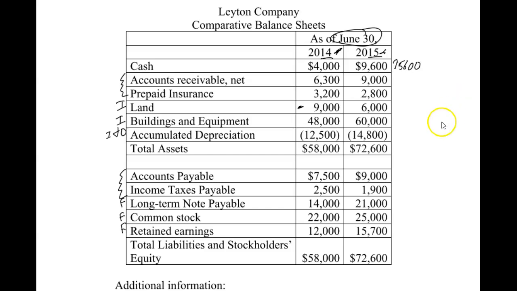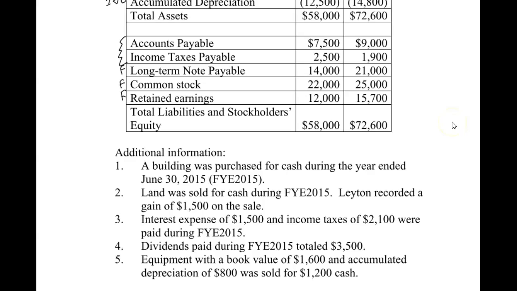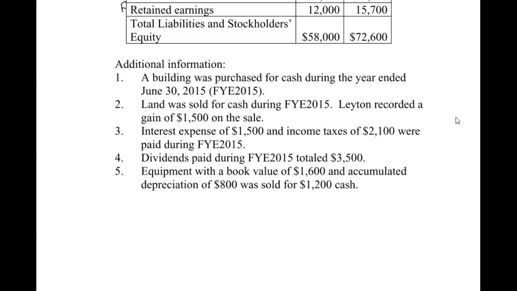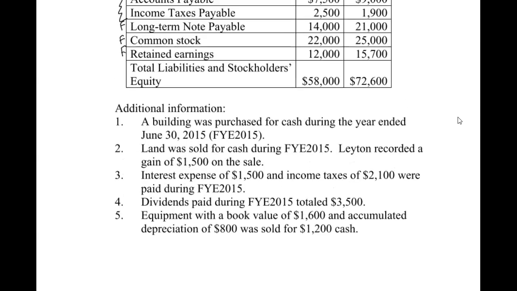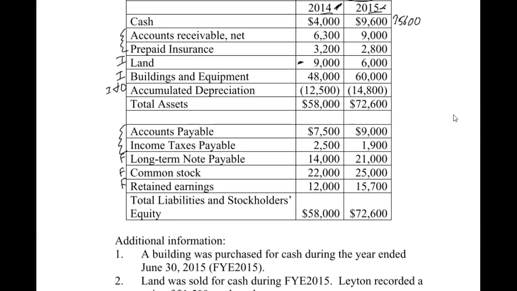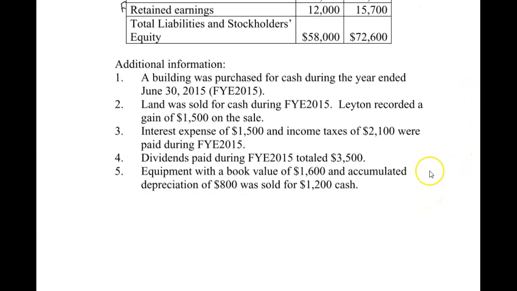So I usually start my problem, because typically, remember, we want to have all this stuff worked out before I switch to the next page and start doing this. All right, so we have a building that was purchased for cash during the year. That really tells me nothing right now. Up here we can see that the building and equipment account went up, but what if we sold? We can't just assume that this building was purchased for 12,000, the difference between the 48 and the 60, because what if we sold some? We're going to end up having to reconcile that account, but we need to read through everything else first. So we'll have to come back to one.